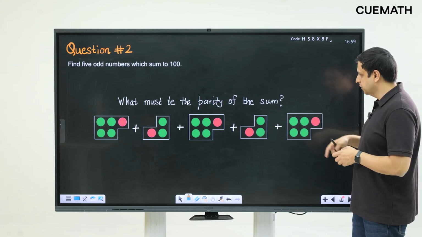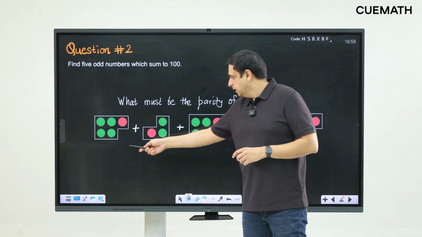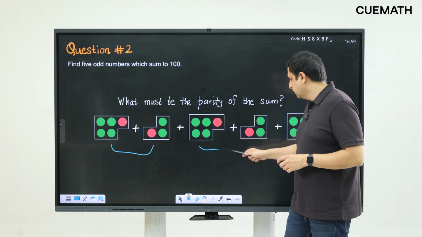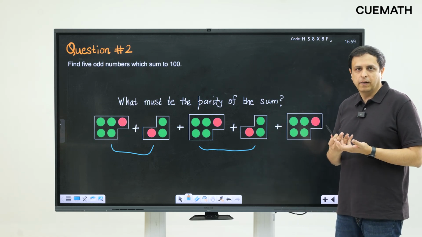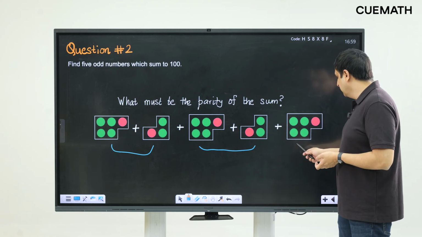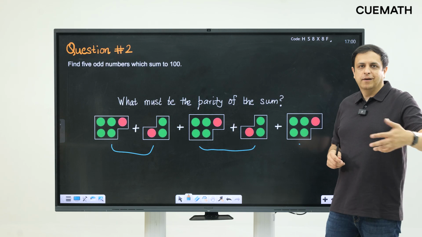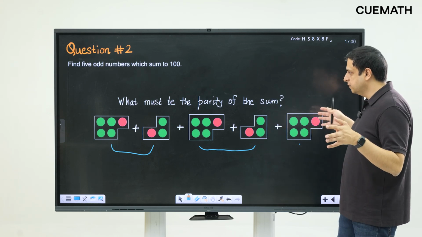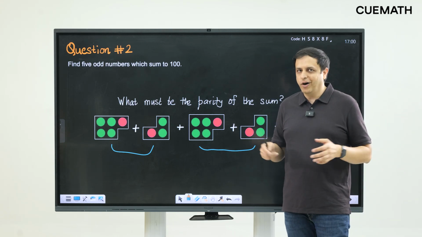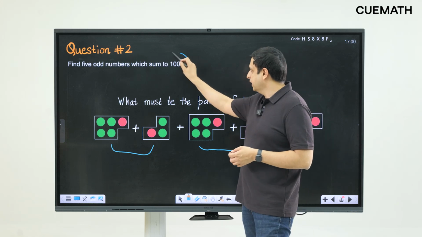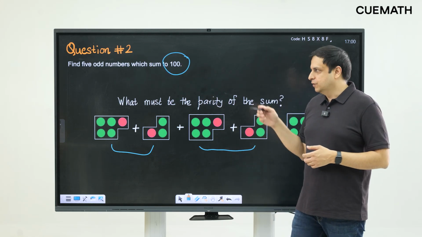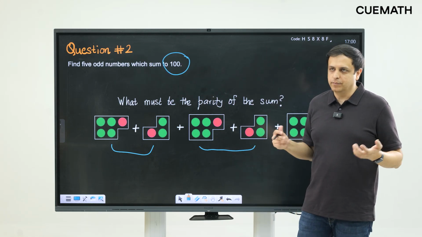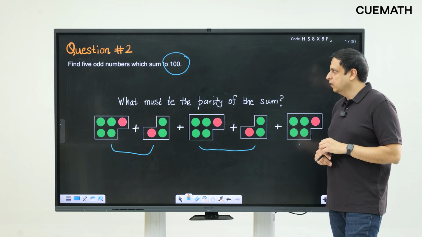And you can see from this visual model here that two odd numbers and then another two odd numbers will combine to give us balanced sums, but then the fifth odd number will make it unbalanced, and therefore the sum of the five odd numbers will be an odd number. But what we want is a sum of 100 which is even. So yet again this is not possible. You can't find five odd numbers which sum to 100.